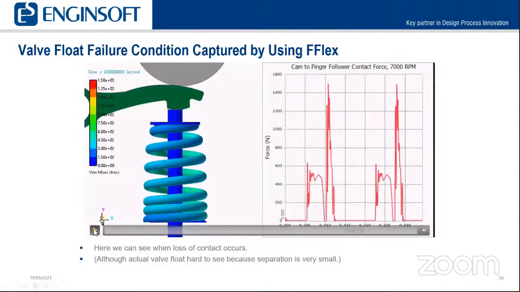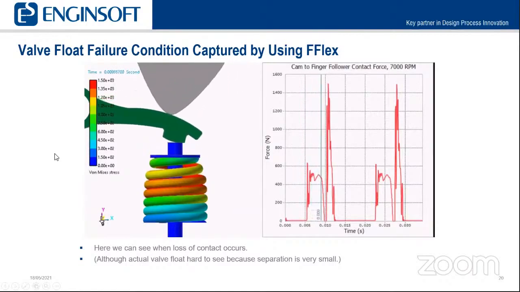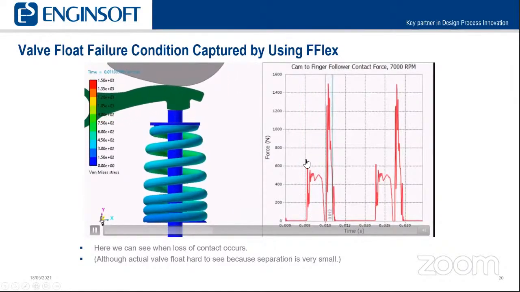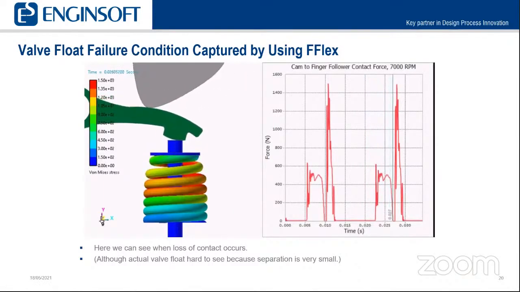So this is just an animation of those results at 7,000 RPM. And so again, the plot is going to be the cam to the finger follower contact force, which you always want to have as a positive non-zero value.